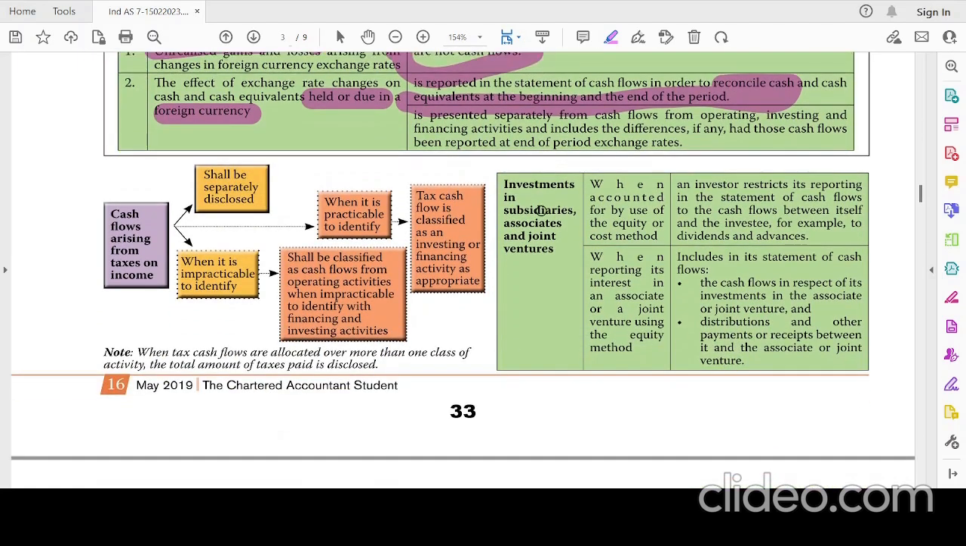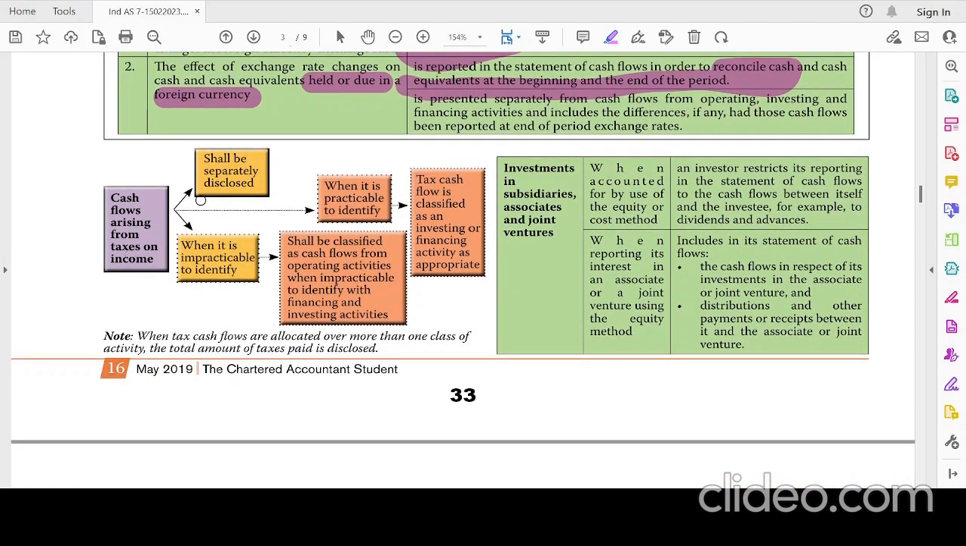Now, cash flows arising from taxes on income shall be separately disclosed, and classified where practicable as associated with investing or financing activity. I've already mentioned that if there is one particular difference, I have to mention it separately. If it is impracticable to identify, then it will be classified as an operating activity.